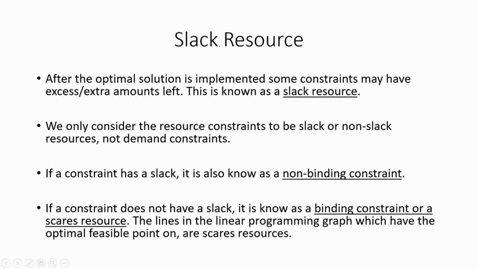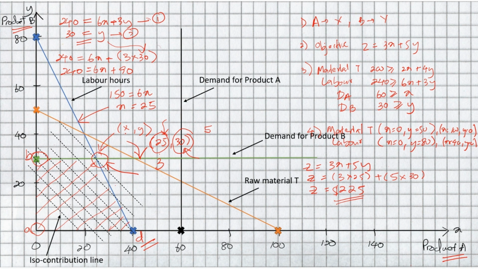Now we are going to discuss two very important terms under linear programming. The first one is slack resource. After the optimal solution is implemented, some constraints may have excess or extra amounts left. This is known as a slack resource. We just identified the optimum solution for this example, which is to produce 25 units of product A and 30 units of product B in order to maximize the contribution. After this solution is implemented, there can be resource constraints that have excess or extra amount left. These are known as the slack resources.